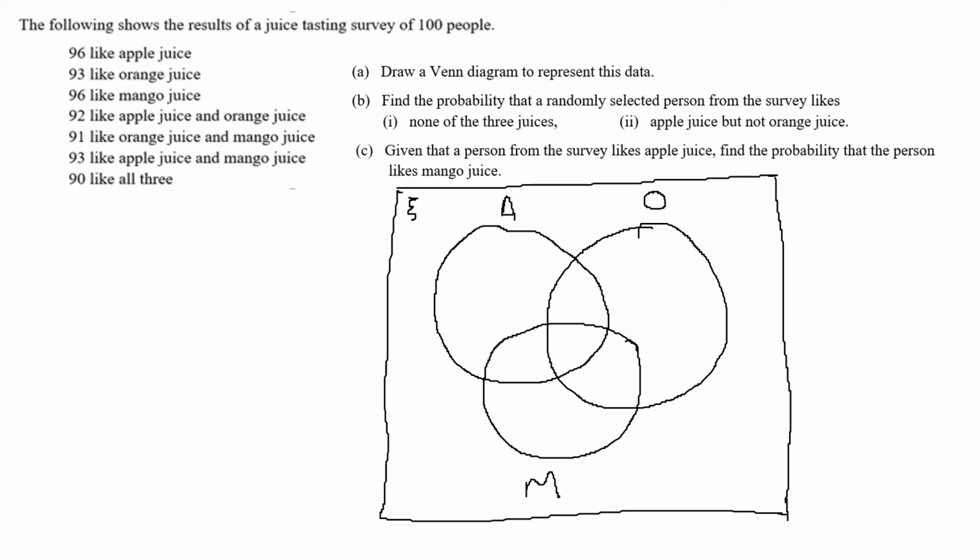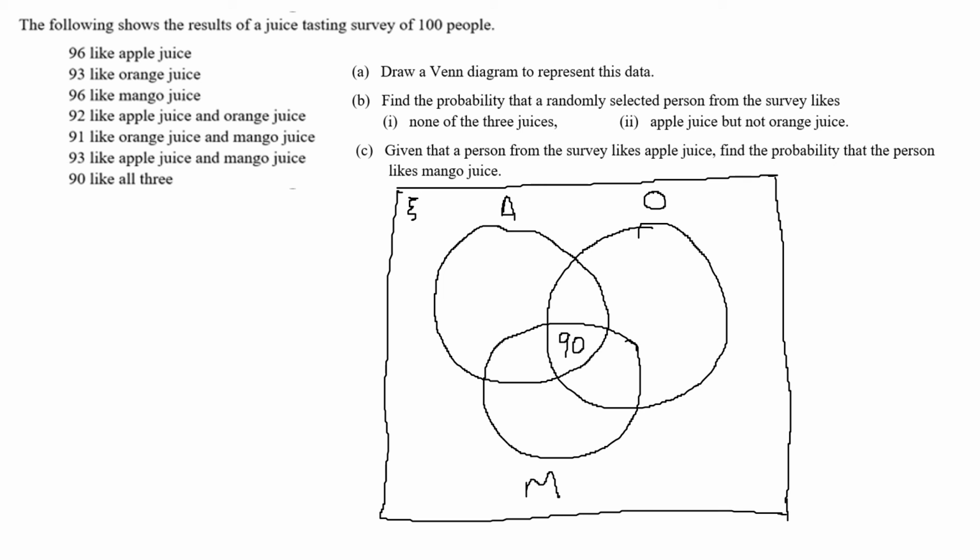So we're now going to have a look at a Venn diagram that has 3 different sets in it, and we're going to use it to work out some probabilities, including conditional probability. So we've got this long list of people who like apple, orange, mango juice, or some combination thereof. So let's start at the bottom. We know that 90 people like all 3, so we can pop our 90 people in the place where all 3 sets intersect.